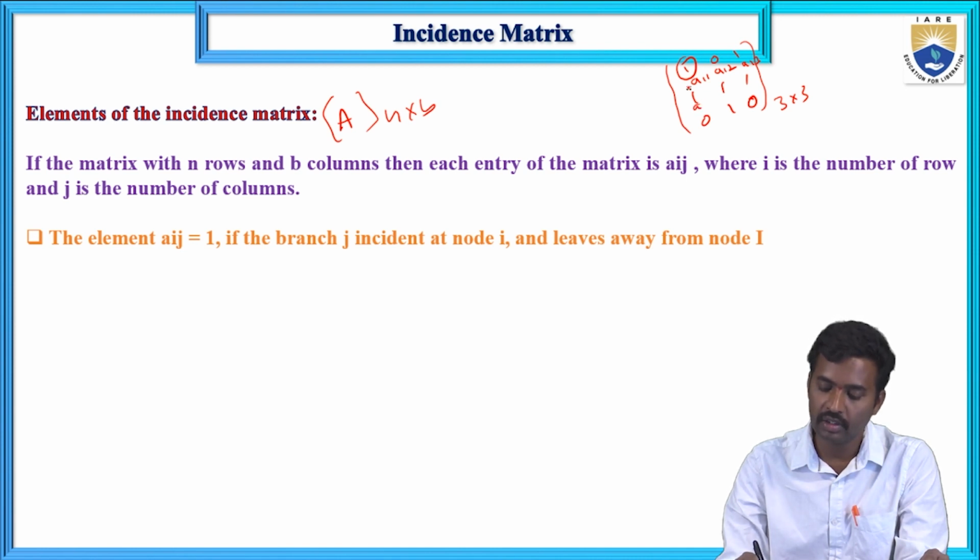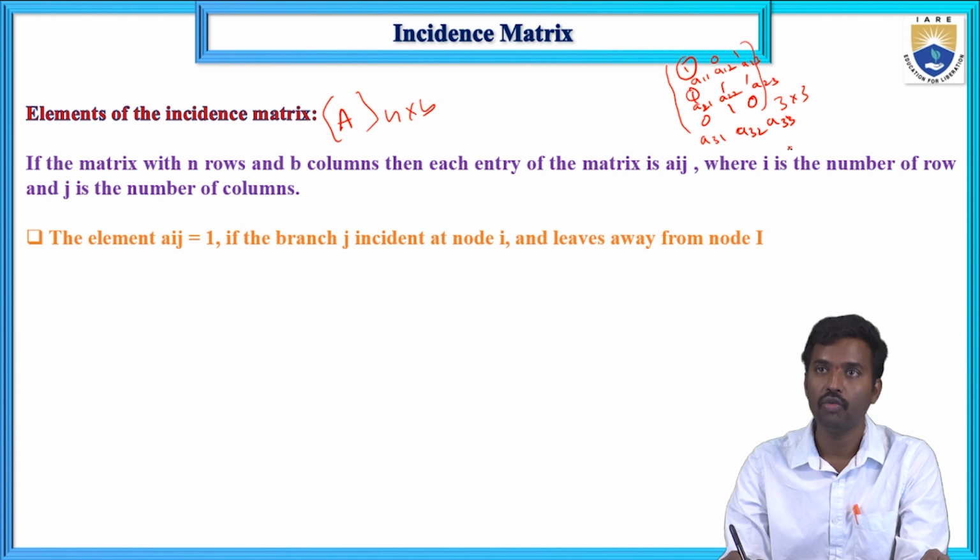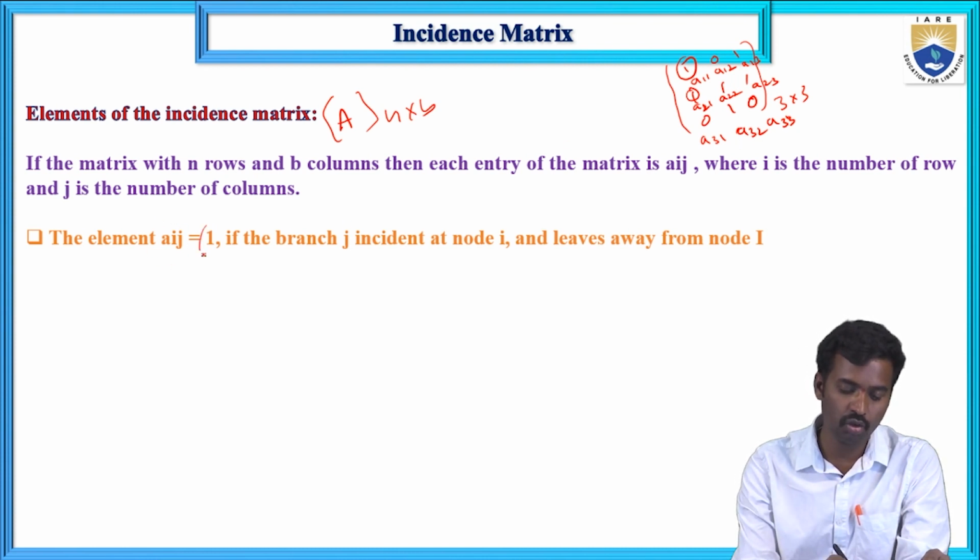Similarly a(2,1), a(2,2), a(2,3) are the second row, first column, second column and third column, and a(3,1), a(3,2) and a(3,3) are the third row, first column, second column and third column. In this way we can represent the elements with the help of i and j, so a(ij) equals 1.